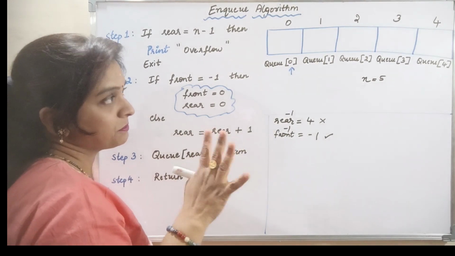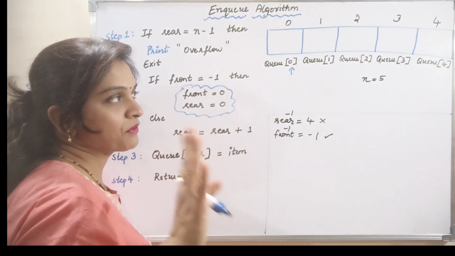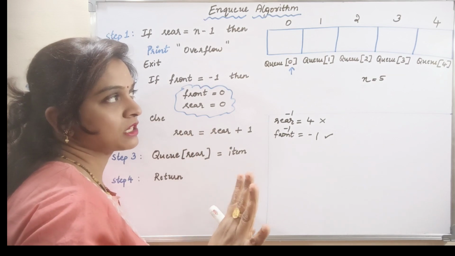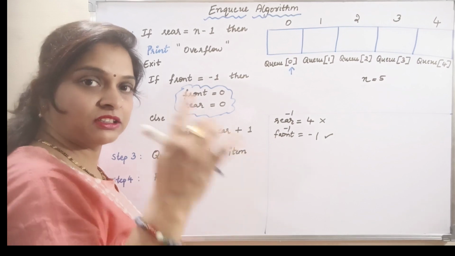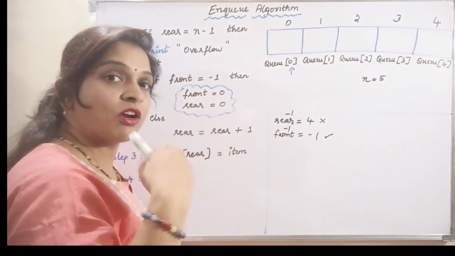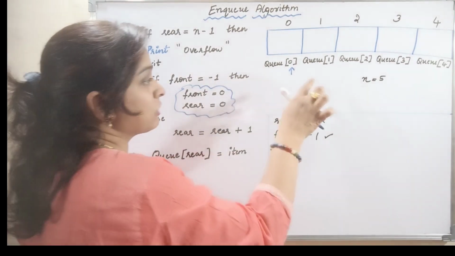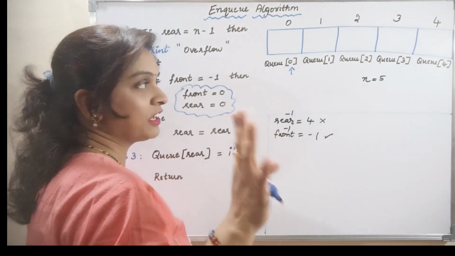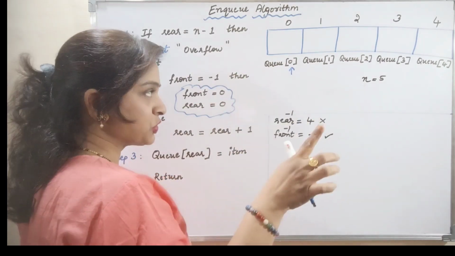Front equal to -1 means the queue is not filled with items. Initially, we check whether it is totally filled. If not, is the item I am going to push the first item, or is the queue already filled with items? So I need to check: is front equal to -1? Yes, by default, front and rear both will be -1, so the condition is true.